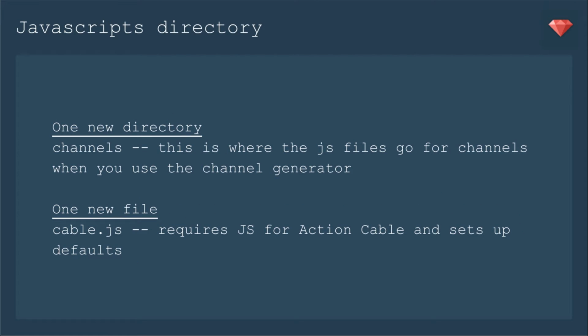In our JavaScript directory, there is another new directory called channels, and this is where the JS files go for channels when you use the channel generator. This is the convention. They're saying, hey, put all of the JavaScript files for channels in this directory. And then there is a new file called cable.js. This requires the JS for Action Cable and sets up the defaults.